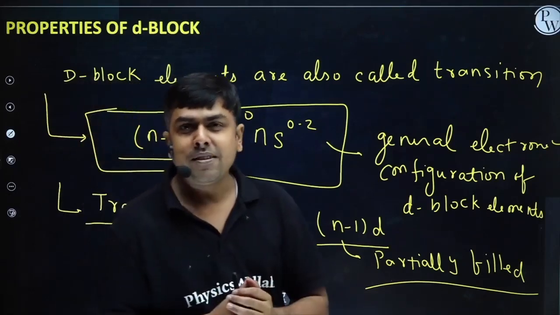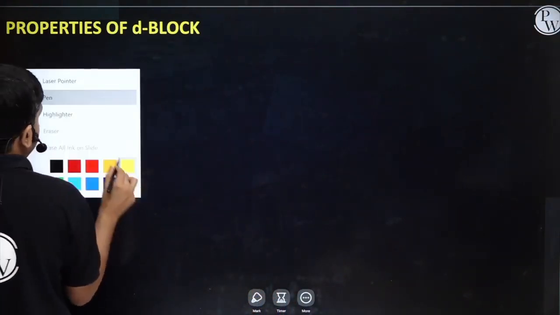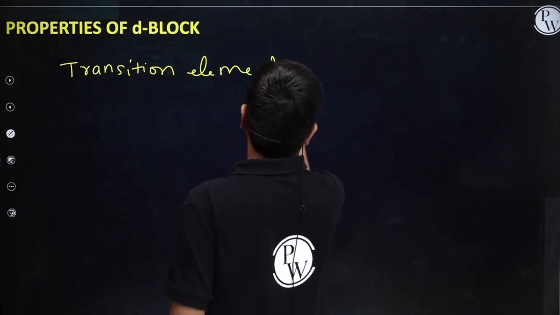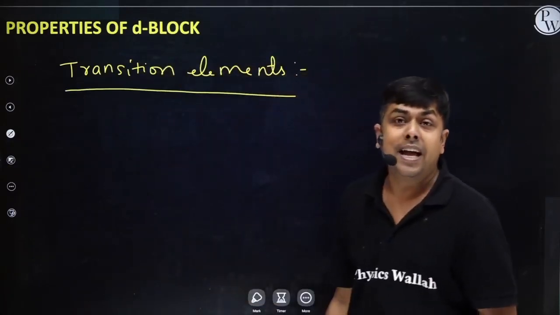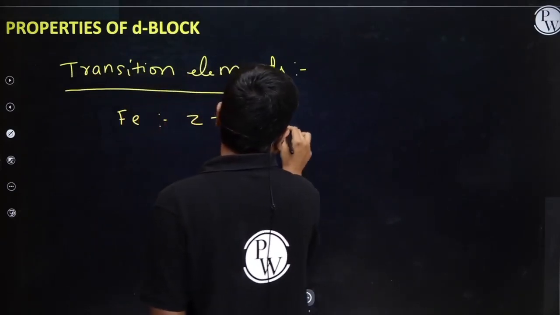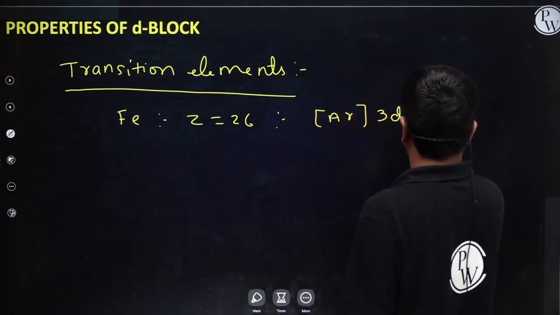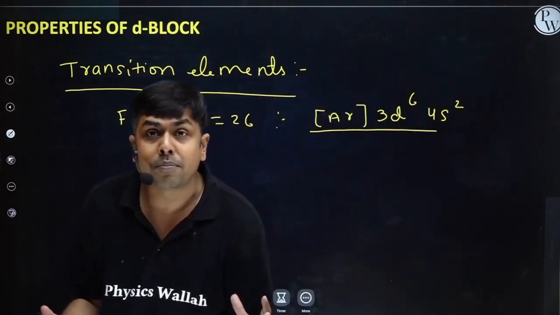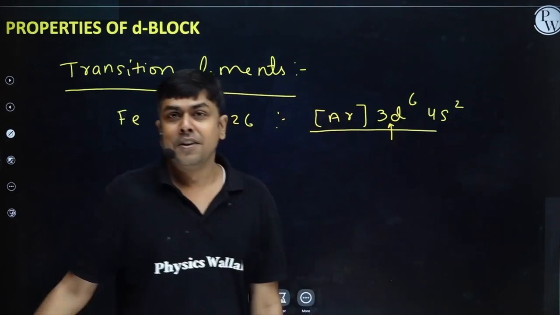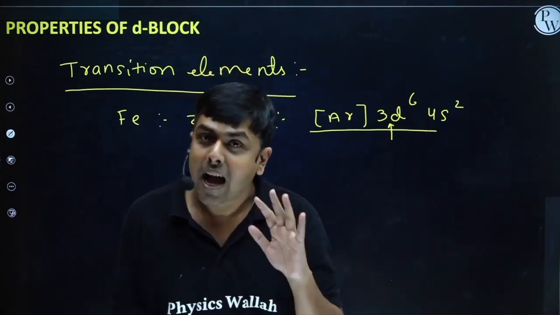Can you tell me a few transition elements? Students, can you name a few? Yes, we can name them. Let's talk about these things. First, elements with an incompletely filled (n minus 1) d subshell, like iron, atomic number Z equals 26. Configuration: argon 4s2 3d6. We know that in the d subshell we have 5 orbitals, so a maximum of 10 electrons can be accommodated. Only 6 electrons are filled here. So is it partially filled or completely filled? Partially filled. So iron will act as a transition element. Am I clear? Okay.